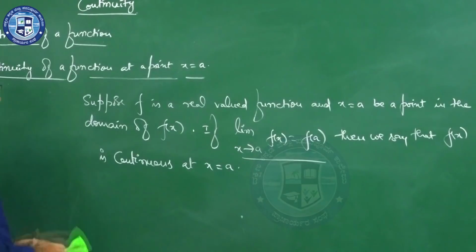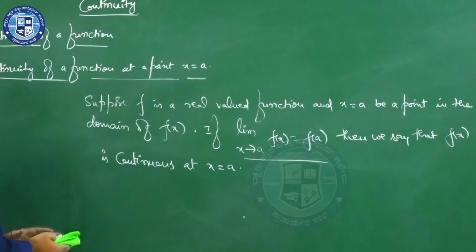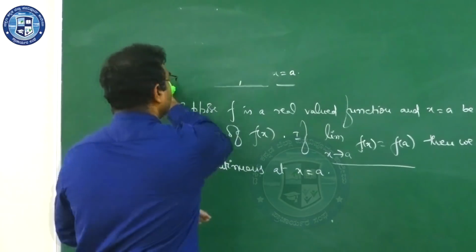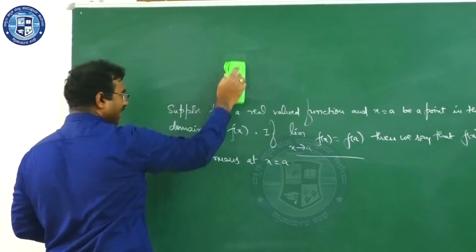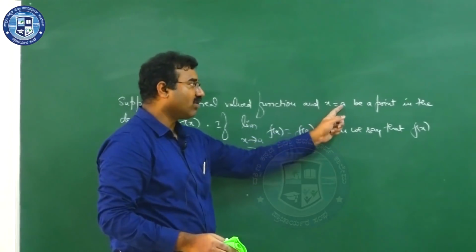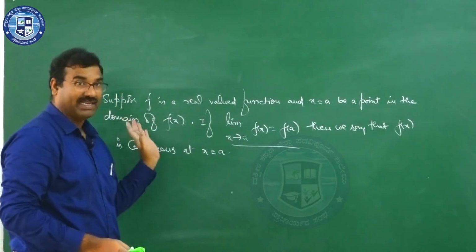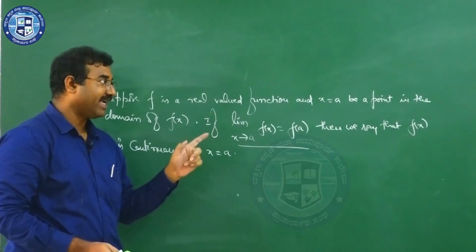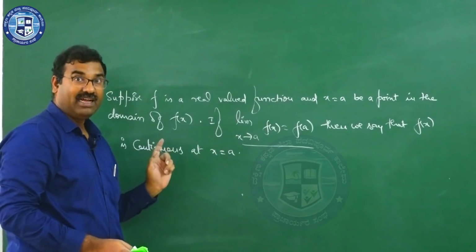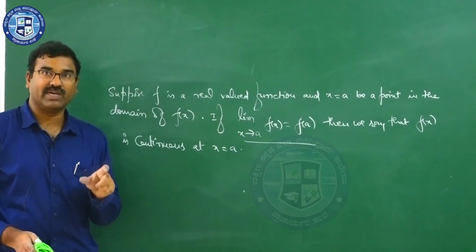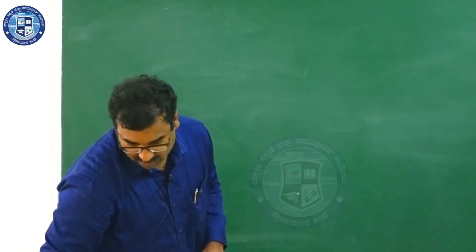Now, we will see some problems. Whether the function is continuous at a particular point or not. Remember that the important thing is x equal to a is a point in the domain of f(x). That is very, very important. X equal to a is a point in the domain of f(x). That means continuity we will discuss only within the domain.